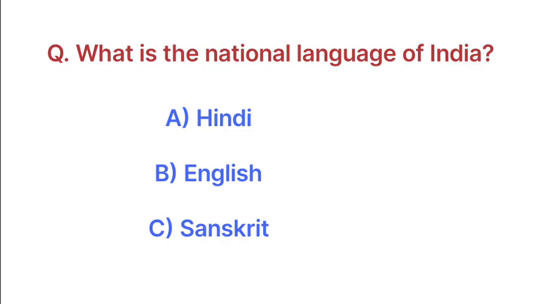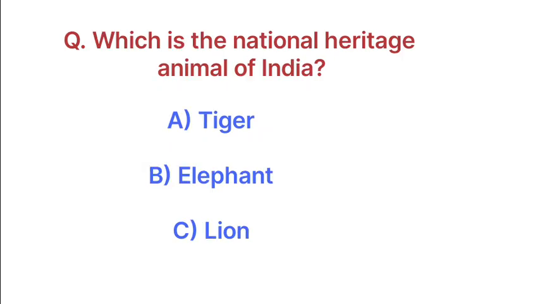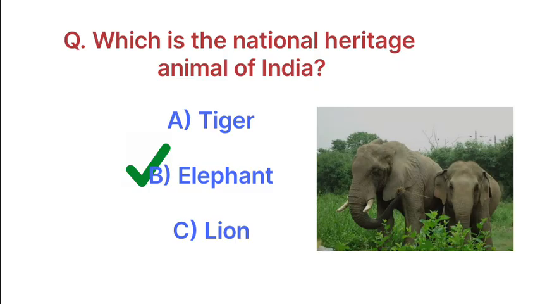What is the national language of India? Answer: Hindi. Which is the national calendar of India based on? Answer: Sakha calendar. Which is the national heritage animal of India? Answer: Elephant.